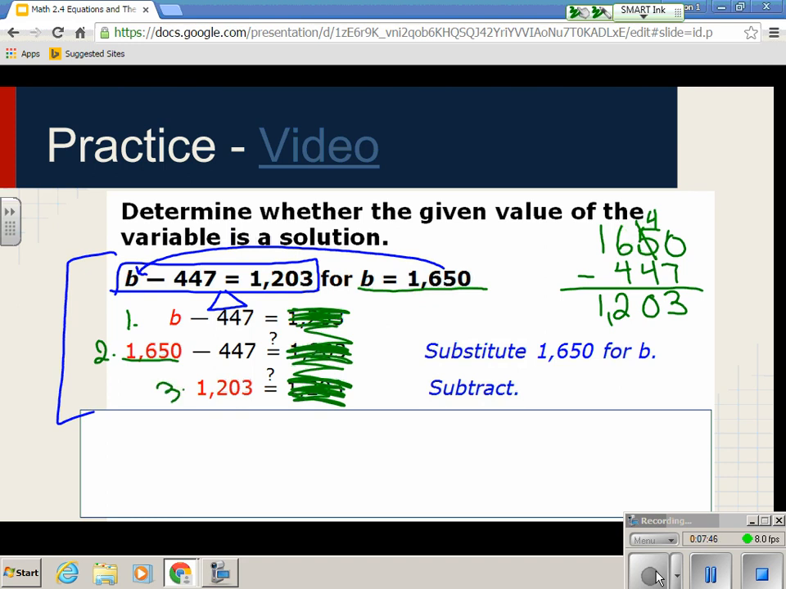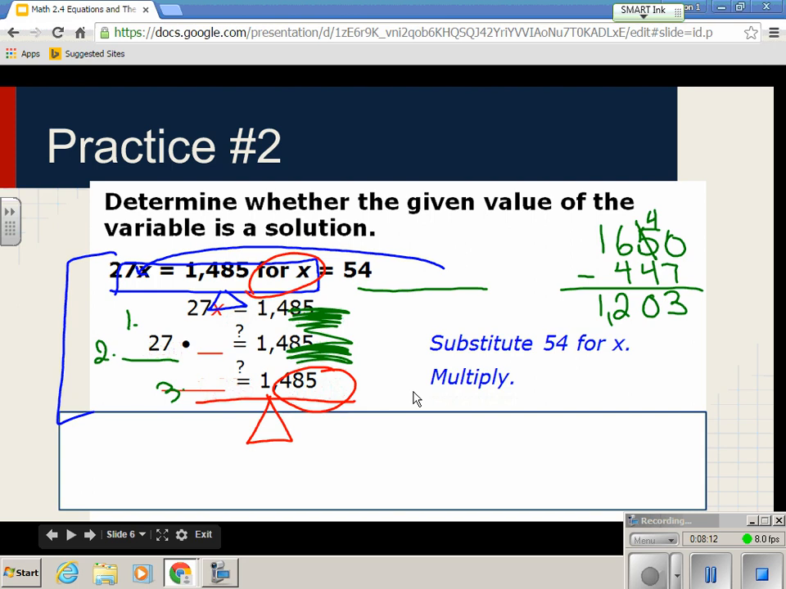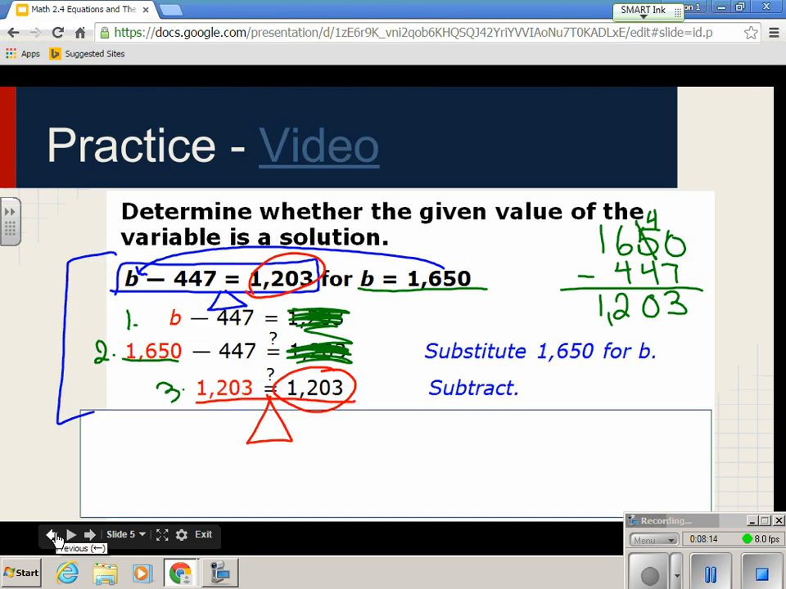Now here's where we bring the equal sign back in. Let's put down what the problem originally had from here and here. And what do you notice about the results we got when we put 1,650 in for b and what we had on the other side of the equal sign? Same answer. So since it balances, is this a solution? The answer is yes. This work does come out to be a solution. So because the answer on both sides is the same amount, you know it works. Make sure you have this down before you move on.